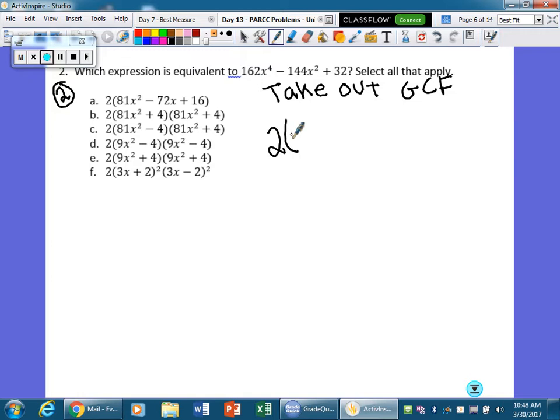So 162 divided by 2 is 81x to the fourth minus 72x squared plus 16. And again, all I did was take each number and divide it by 2. The x's stay the same because I can't take any x's out; the last term doesn't have an x. So this already gives me one that's not an answer. Look at a. A has just one parenthesis and it's x squared and x. Well, that's not what I have, so I'm going to tell you a is not one of your 2 choices. So see what you can do.